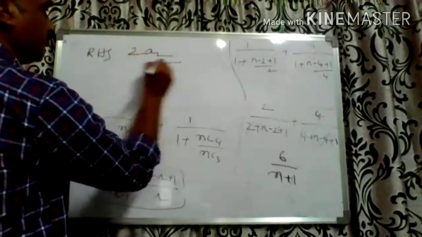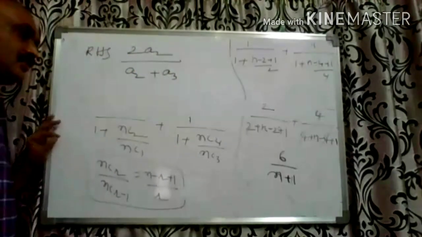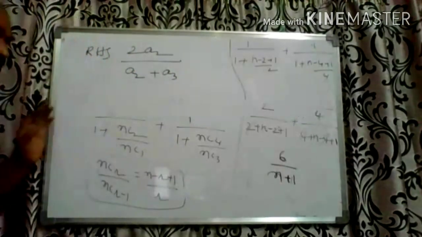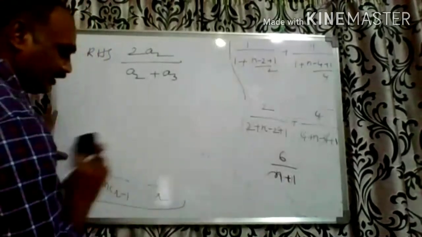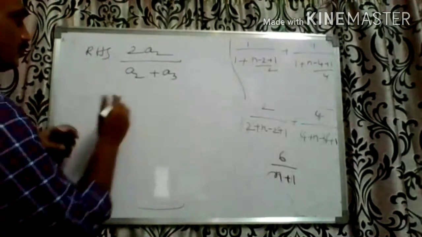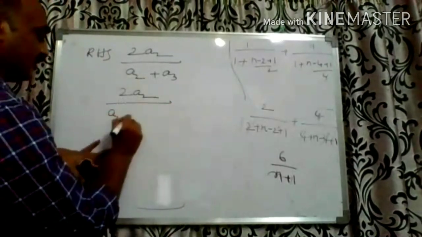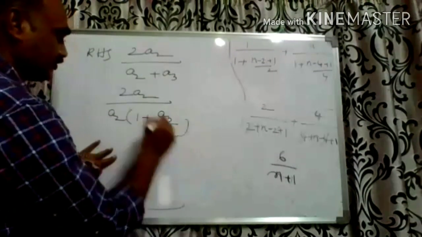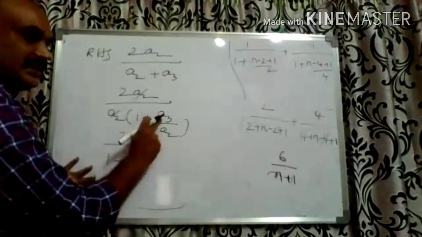So LHS answer 6 by N plus 1. Next RHS: 2A2 by A2 plus A3. Take A2 common, A2 into 1 plus A3 by A2. A2 gets cancelled. 2 by 1 plus A3 by A2.